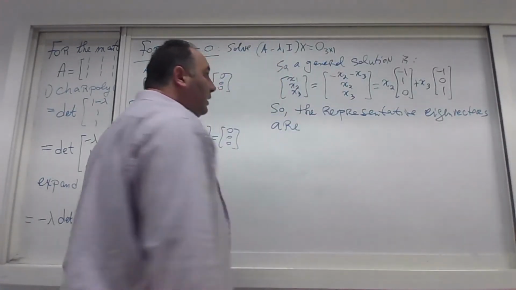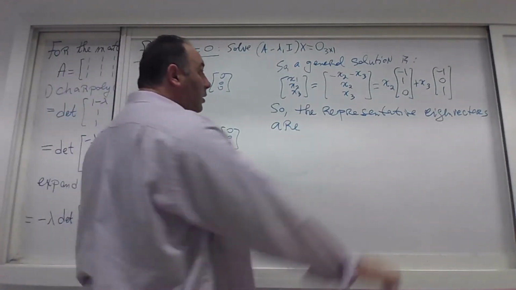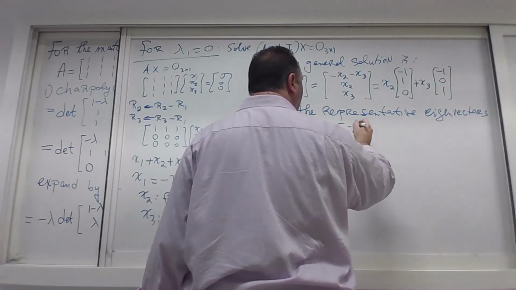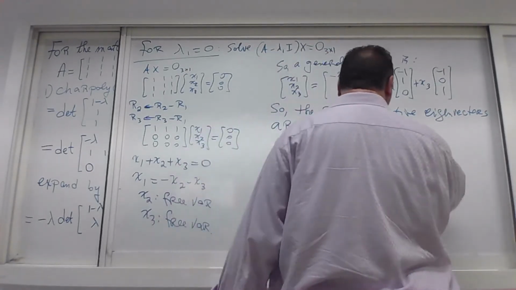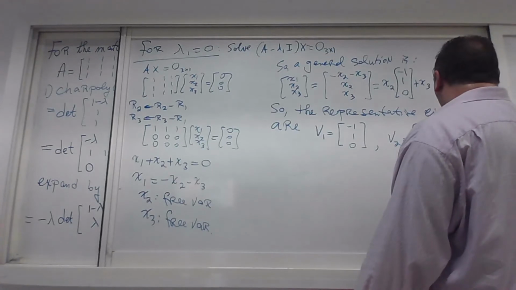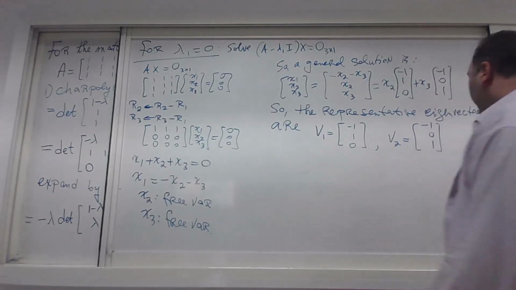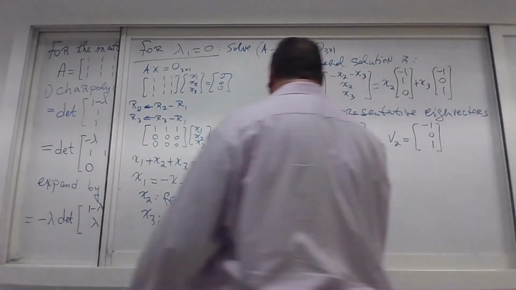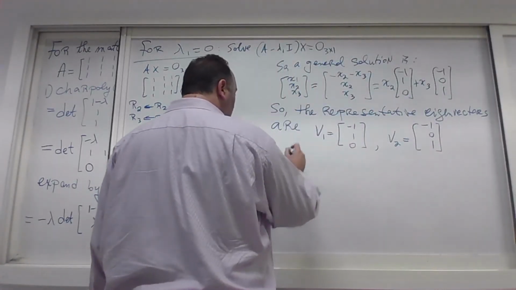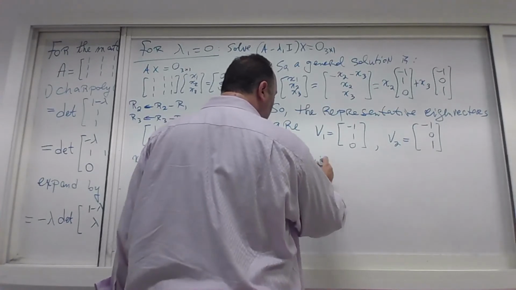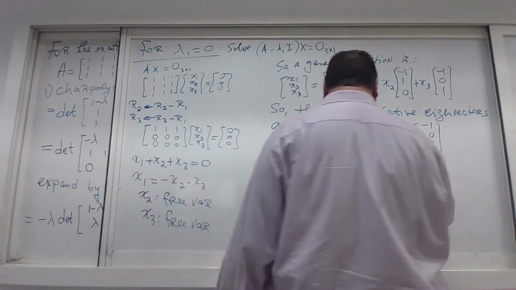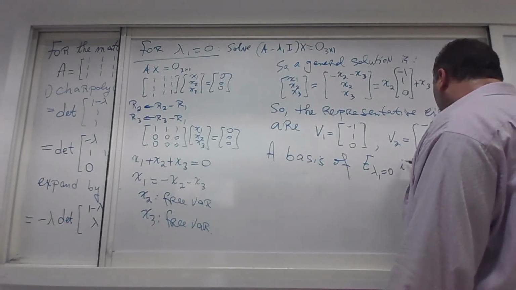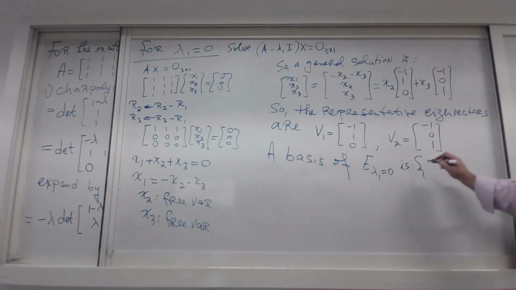And you see they are linearly independent, obviously, these two vectors. So let's call this one V1 and this one V2. And they are linearly independent. A basis of the eigenspace associated with eigenvalue 0 is formed by these two vectors.